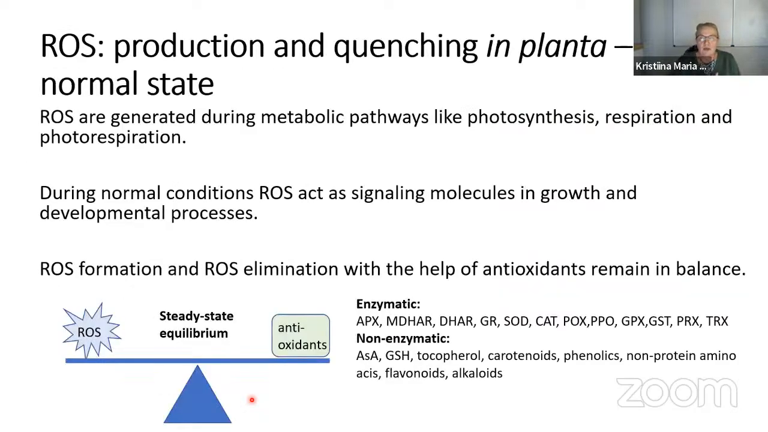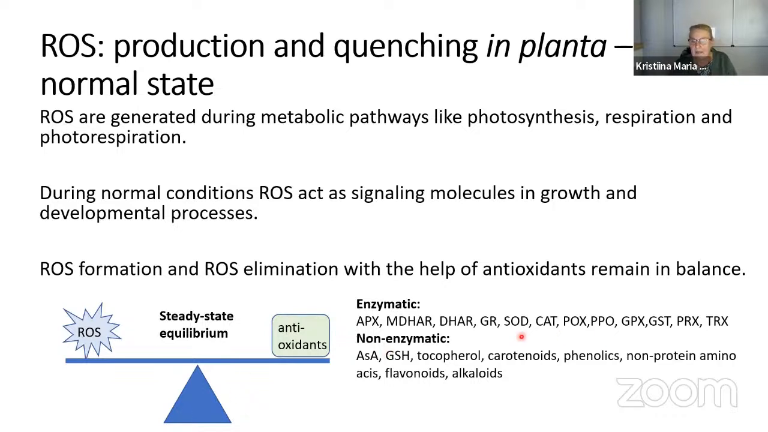So ROS production and quenching are in a normal state, they are in balance. There is a steady state equilibrium, and the ROS that has been produced can also be quenched by antioxidants. This ROS elimination is done by antioxidants that are either enzymatic or non-enzymatic.